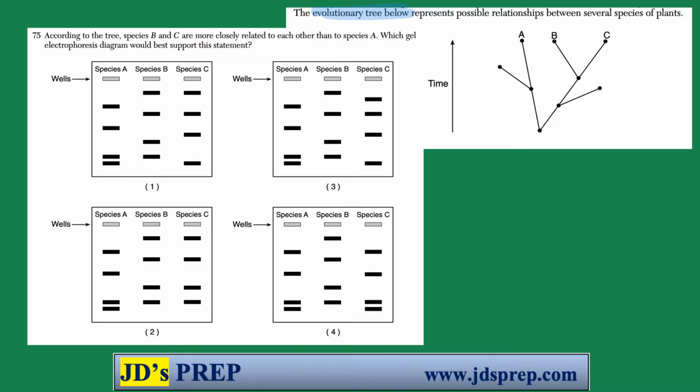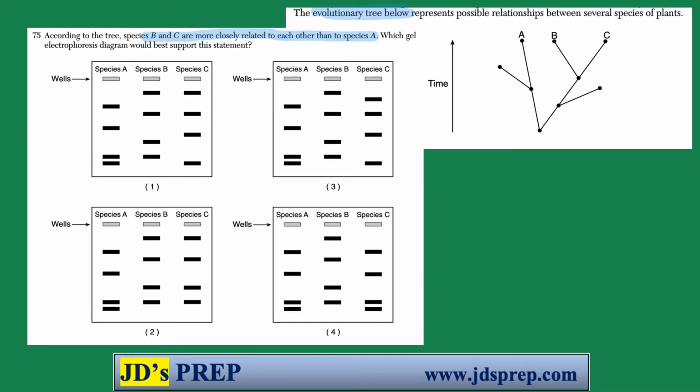So we've been given an evolutionary tree here that represents possible relationships between several species of plants. According to this evolutionary tree, species B and C are more closely related to each other than to species A. So we need to choose one of these gel electrophoresis diagrams to best support that statement.